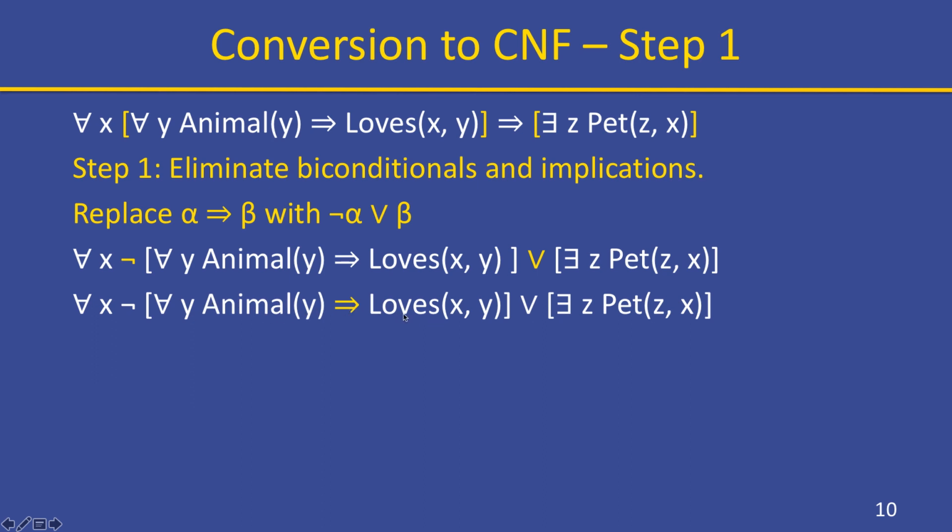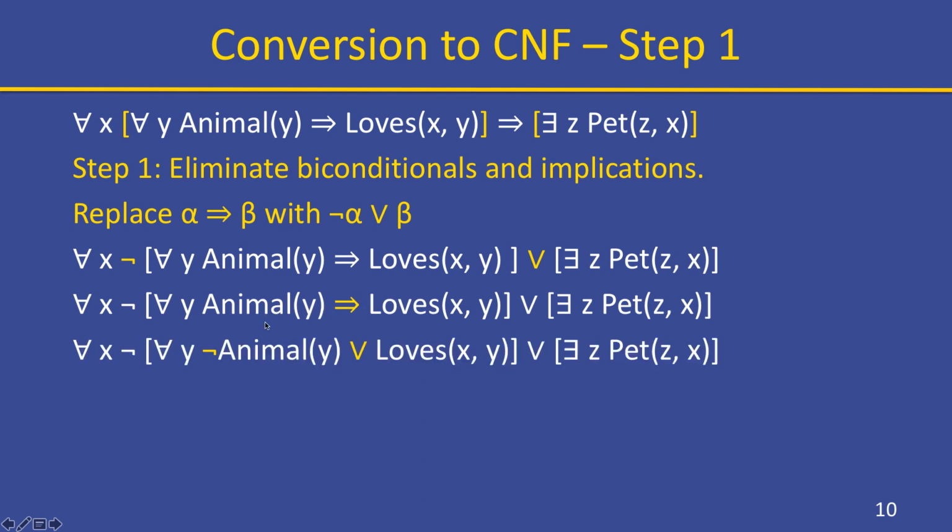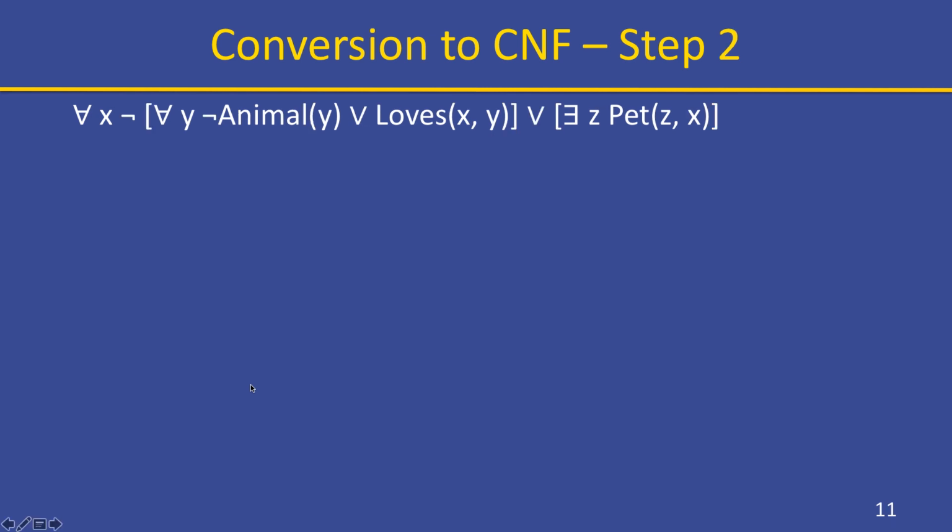So we focus on this part of the sentence here. And again, our alpha is animal y and our beta is loves x y. So to get rid of this implication, we write not animal y, not alpha, or beta. And the rest of the sentence does not change. Here again, the for all y is outside because the scope of this quantifier is the whole sentence. There's a y here. All right. So that was step 1.